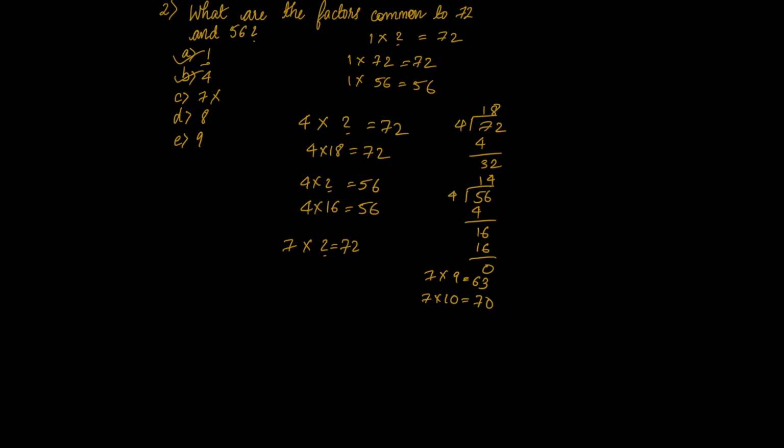Now, is there any number you can multiply by 8 to get you to 72? Well, 8 nines are 72, so yeah. And is there any number you can multiply by 8 to get you to 56? 8 sevens are 56. So 8 is a factor of both 56 and 72, so it's a common factor.